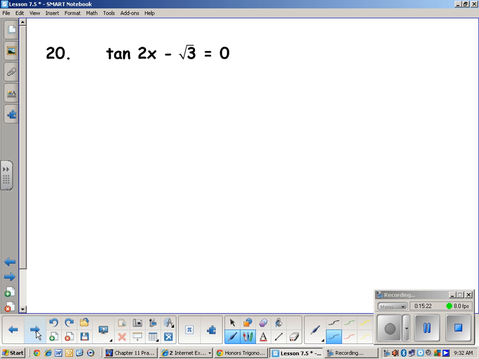No, I meant, what's the double, this is a double angle, right? Oh. So what's the double angle rule for tangent? Tan 2x equals 2 tan x over 1 minus tan squared x.